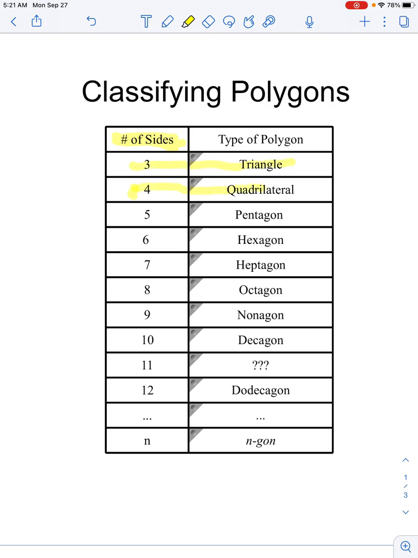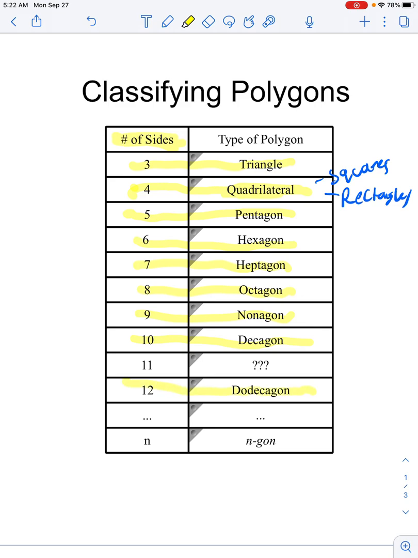Triangle. Again, 4 is a quadrilateral, but things like squares and rectangles are specific types of quadrilaterals, but the generic term is quadrilateral. 5 is pentagon, hexagon. Again, 7, heptagon, octagon, nonagon, decagon. 11 actually has multiple names. For whatever reason, there are multiple names for number 11.